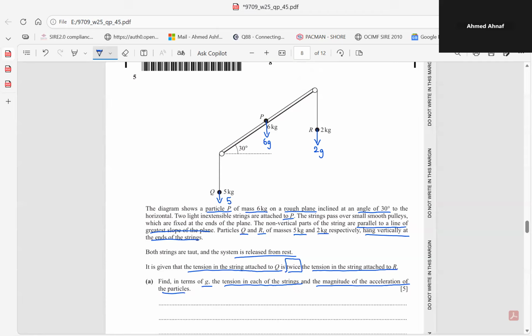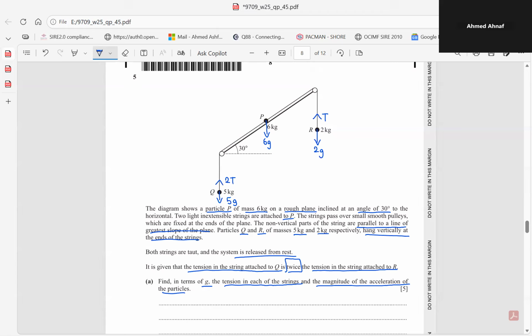Okay, here 5g. And then the tension in the string attached to Q is twice the tension in the string attached to R. So this one is just going to be T, and this one is just going to be 2T. Okay, all right. So that's for the individual particles for Q and R.